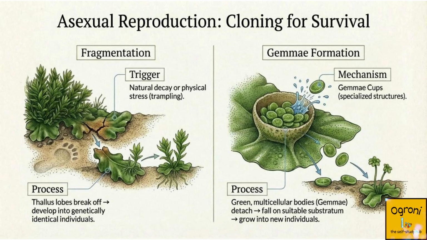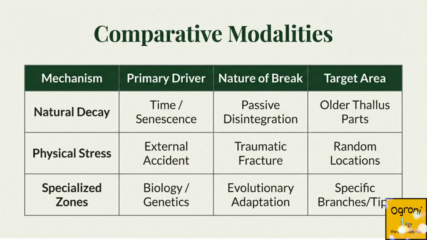Fragmentation. In this method, parts of the plant body break off and grow into new plants. This can happen due to: 1. Natural decay. When the older parts of the plant decay and the younger part falls on the soil, which grows into a new plant.